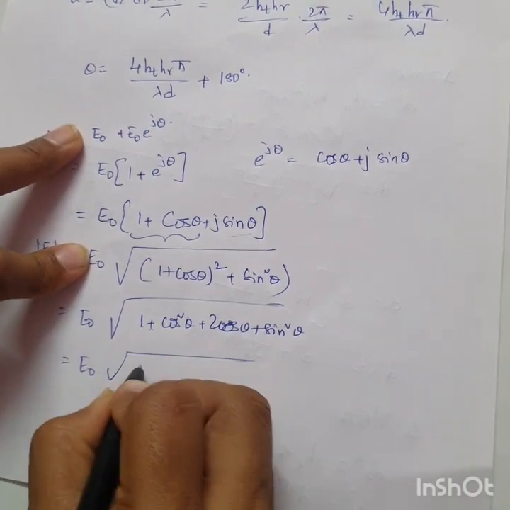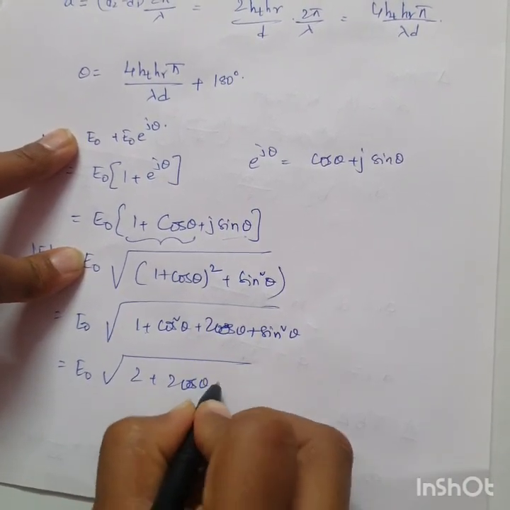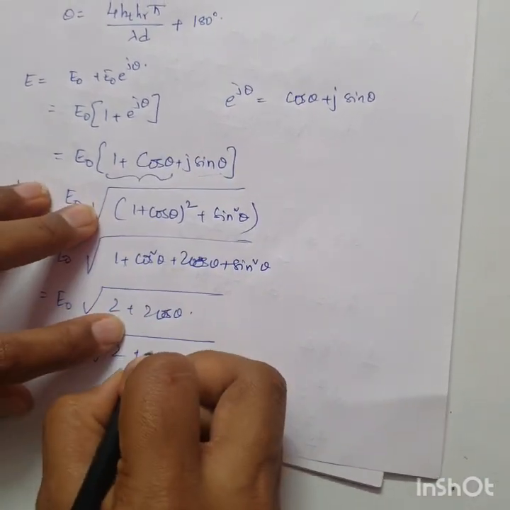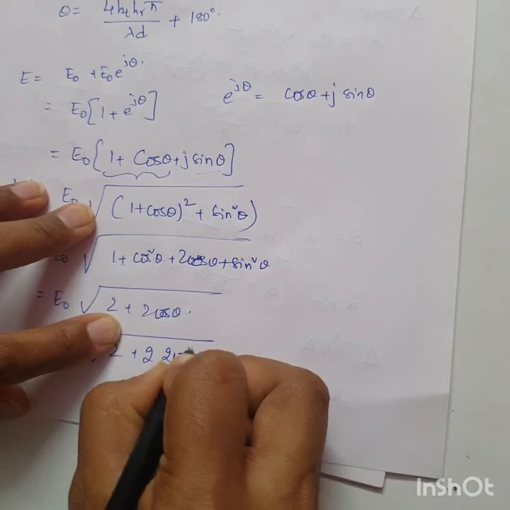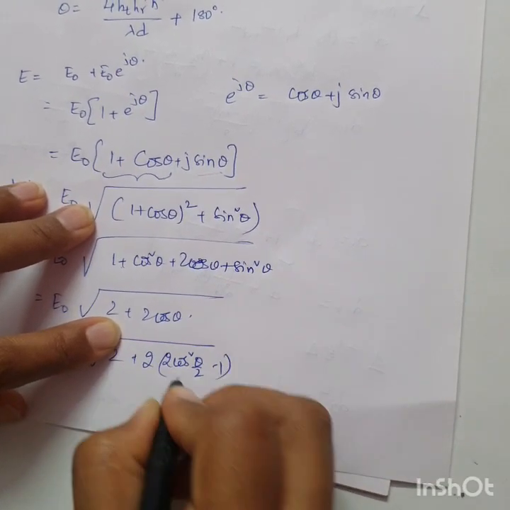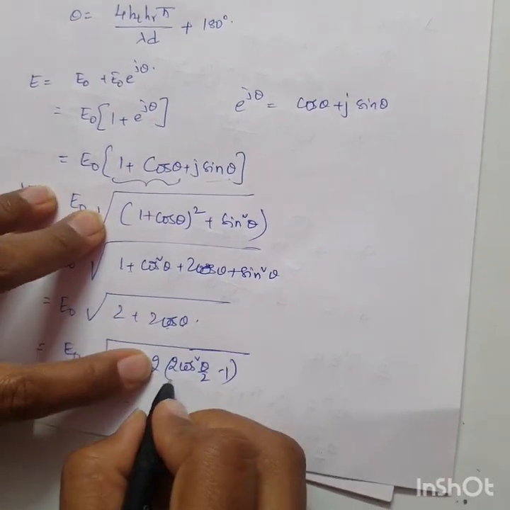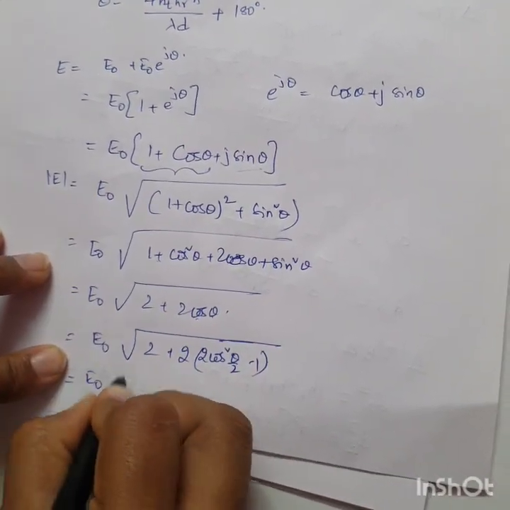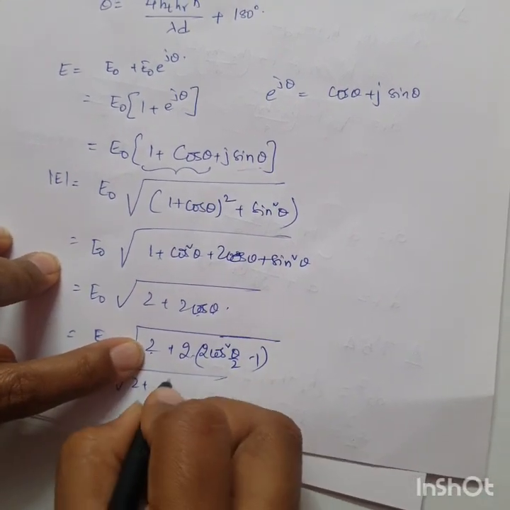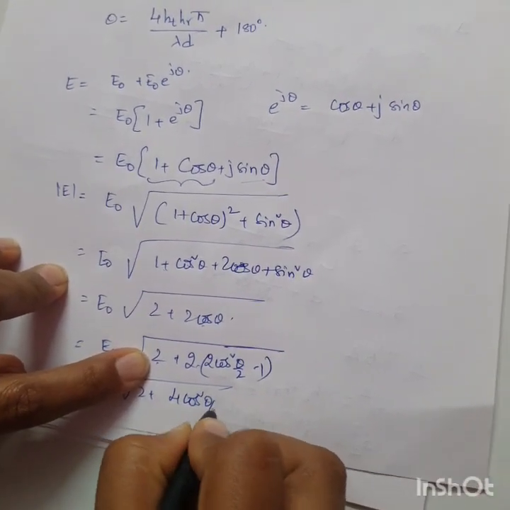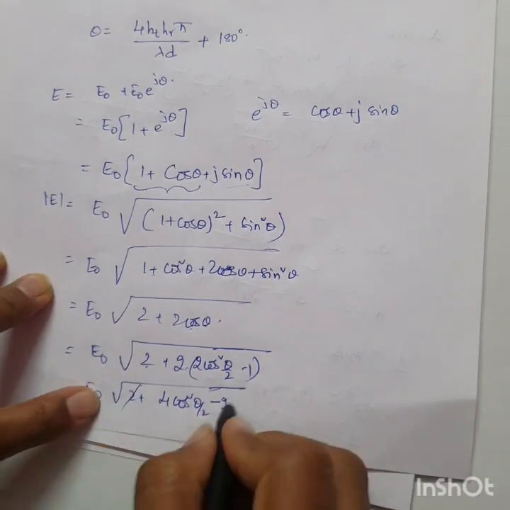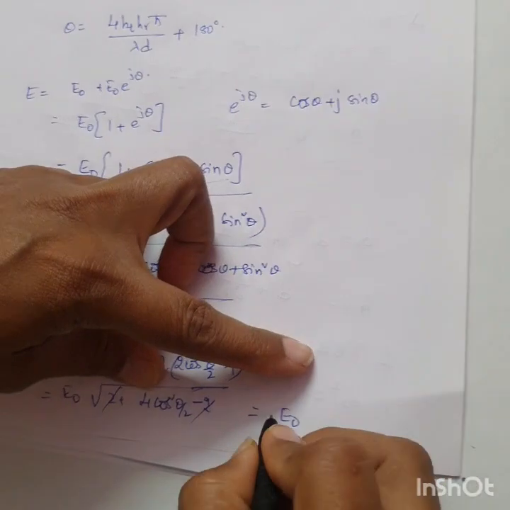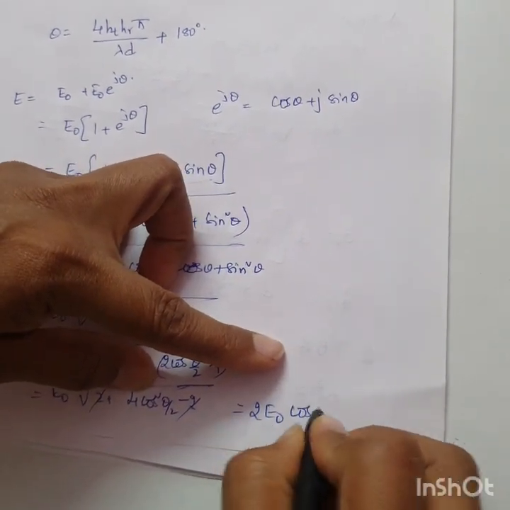It is nothing but 2 plus 2 cos theta, which is nothing but 2 plus, I am writing the cos theta here as 2 cos square theta by 2 minus 1. If I write like this, then I will get the expression as 2 plus 4 cos square theta by 2 minus 2. So this 2 and this 2 get cancelled. You will be getting an expression of under root of 4 cos square theta by 2. Under root of 4 is 2. So 2 E naught into cos theta by 2.